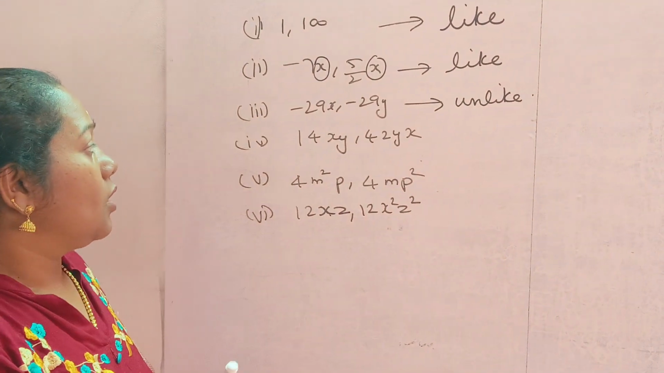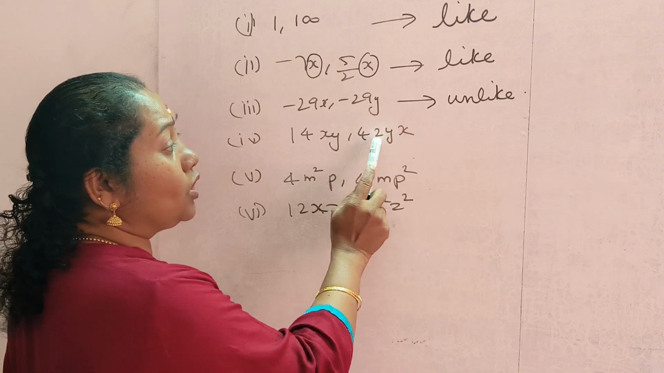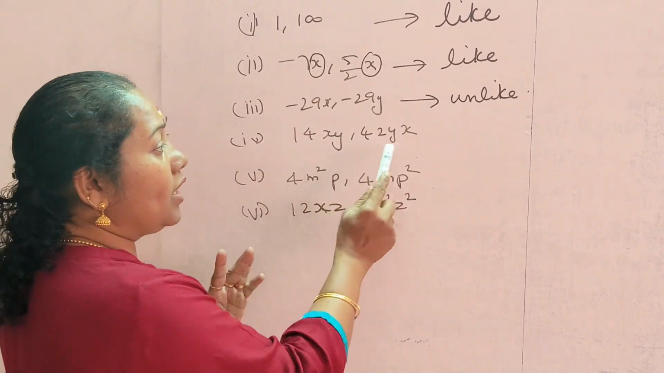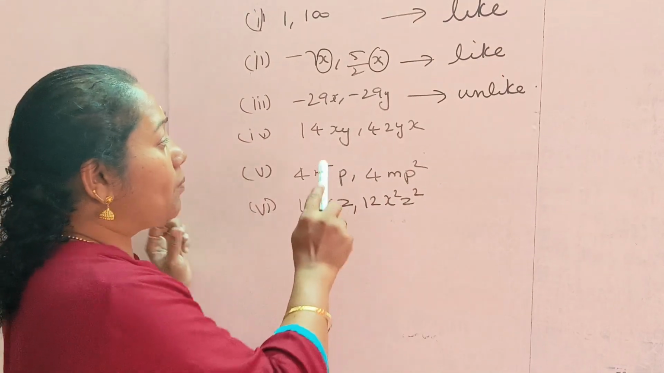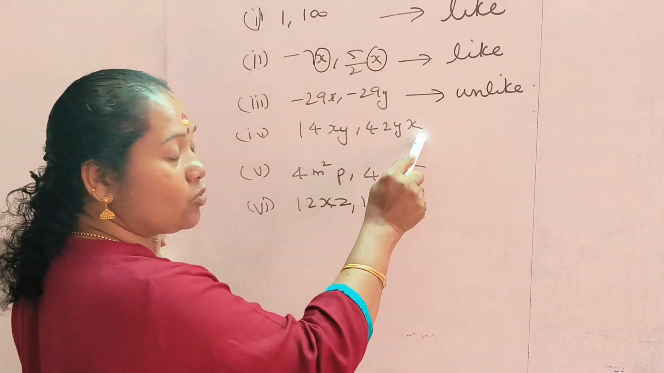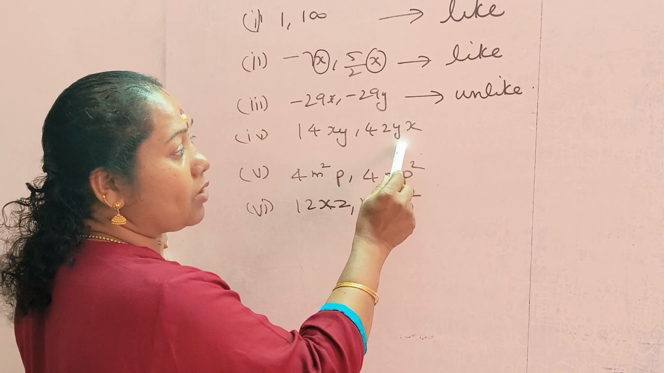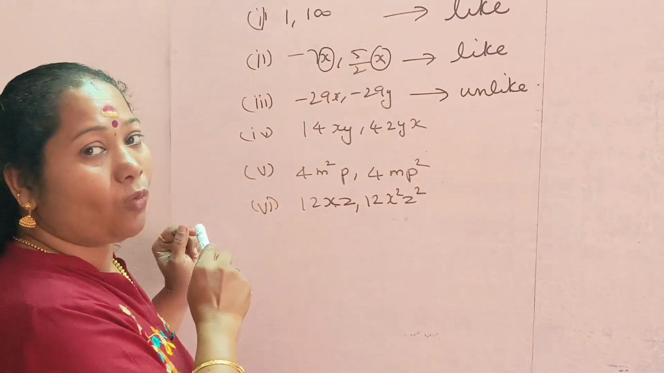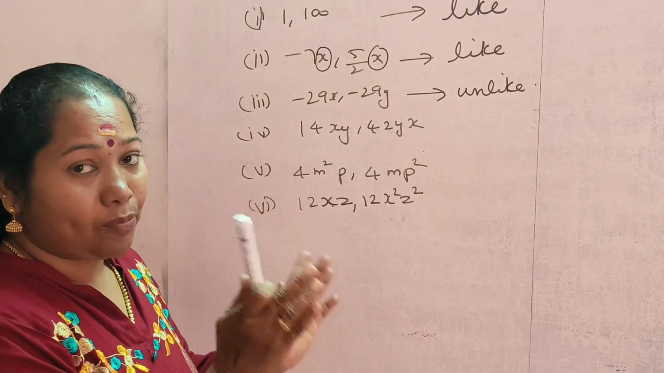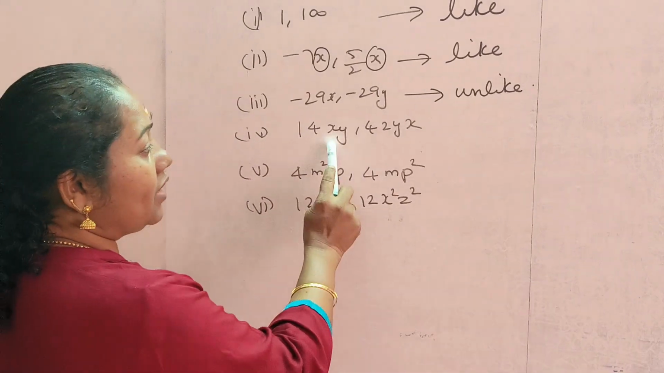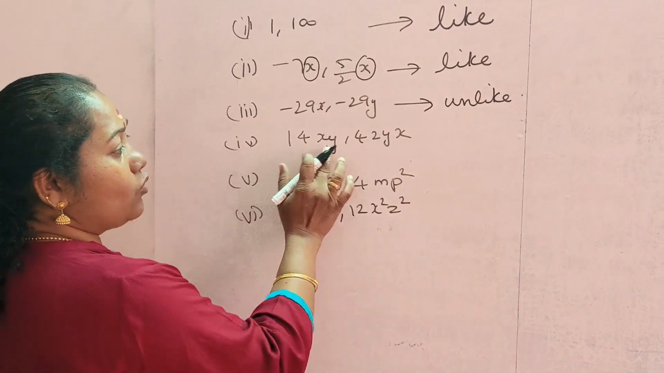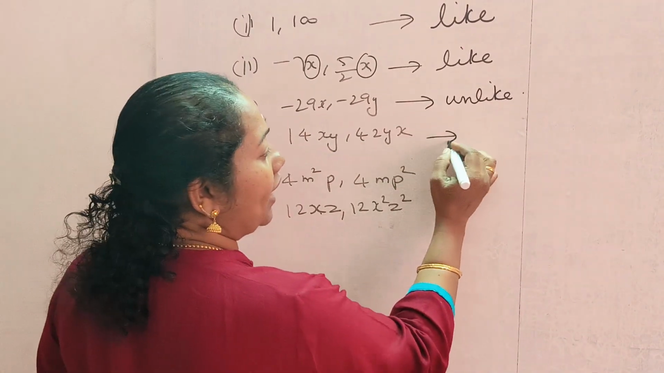Now next question is 14xy and 42yx. The numbers are different, xy and here yx, but the power of x is 1 and the power of x is 1. Power of y is 1, power of y is 1. So these are like terms. We don't consider the numerical coefficient. The variables and their power should be same. So here the variables and power are same. Order is not important. So xy, yx are same. So these are like terms.